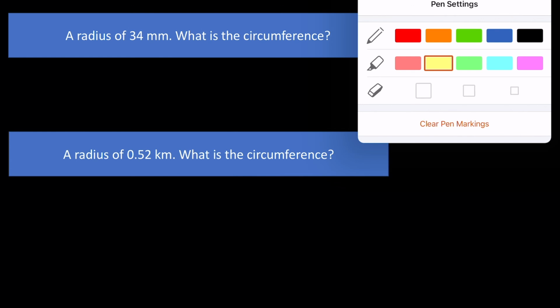Okay, so I'd like you to use that formula, 2 times radius times pi, to figure out these questions. Make sure you pause the video, do it in your notebook, and come back just to check your answer.